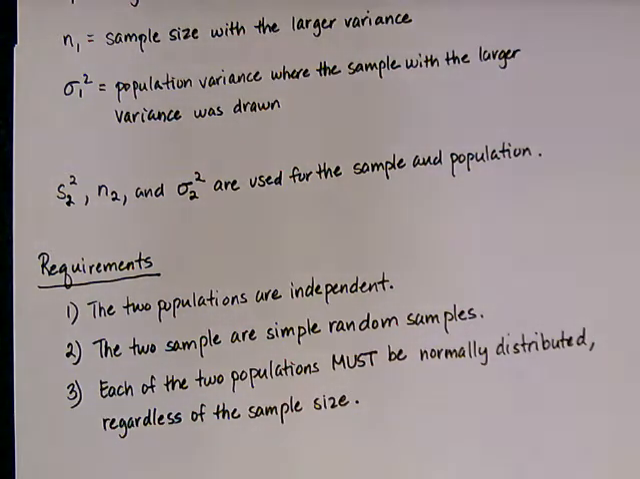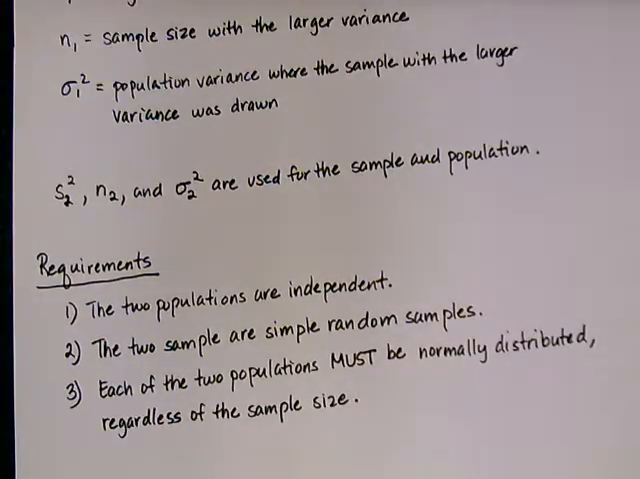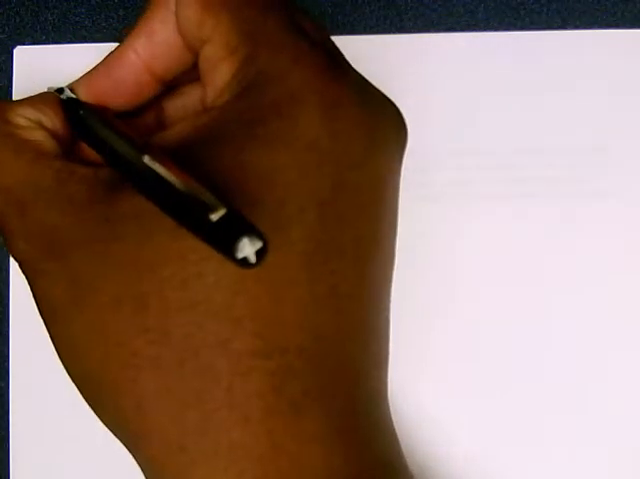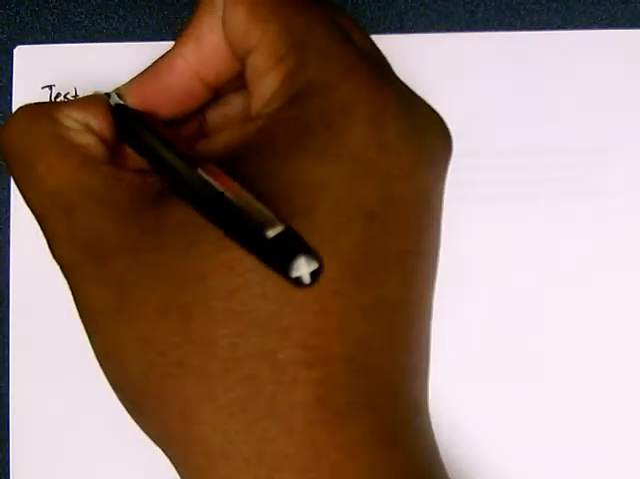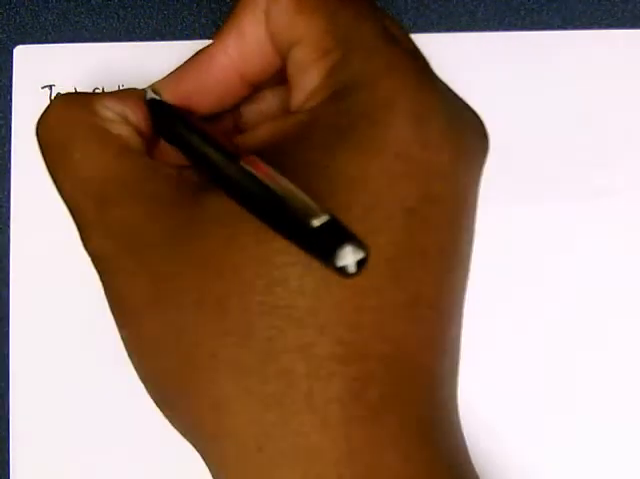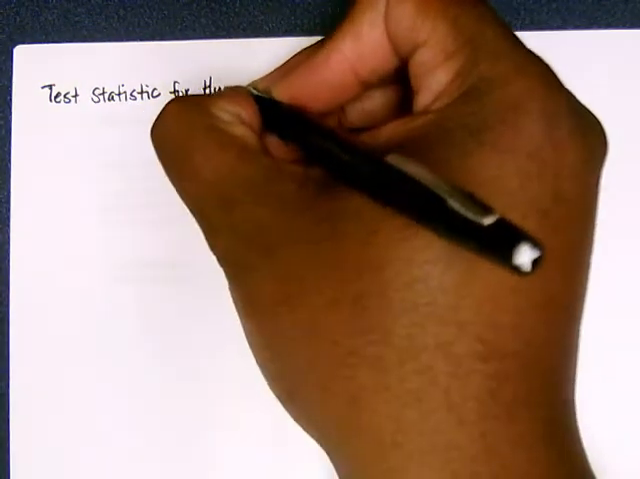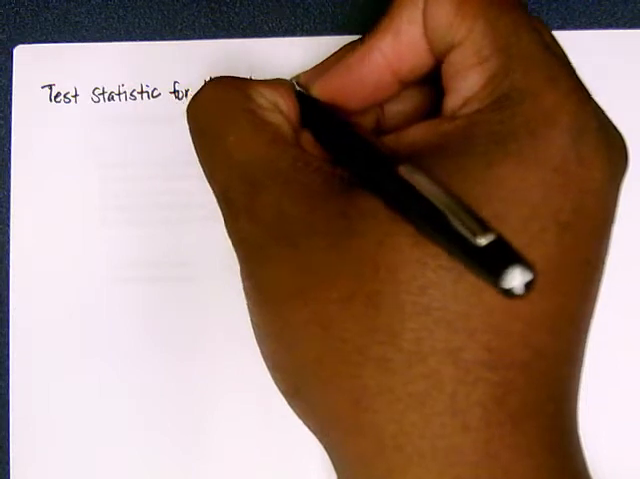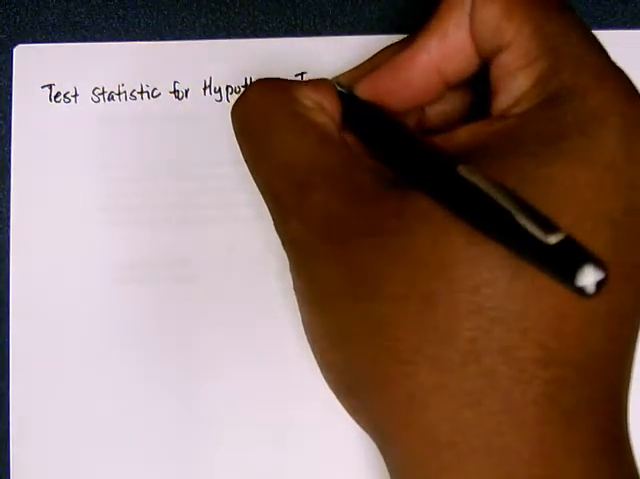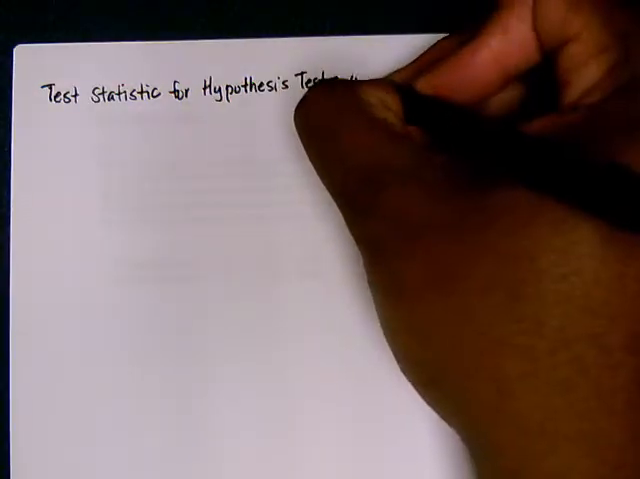Now, once those three requirements have been met, that's when we can conduct a hypothesis test with two variances. But in this case here, we're going to need a test statistic for that. So here, I'll give you the test statistic for your hypothesis test, which is all that we'll do in this video with two variances.